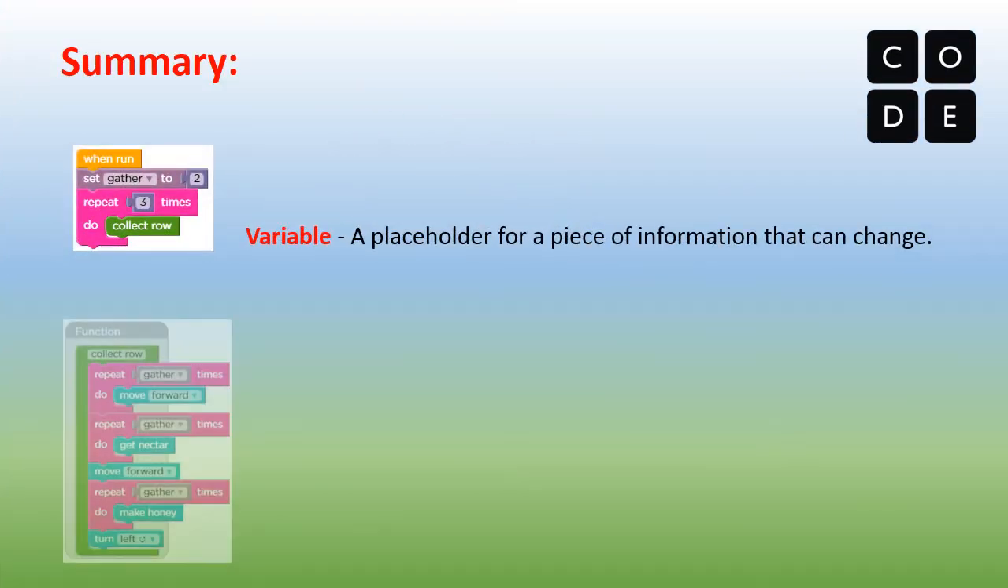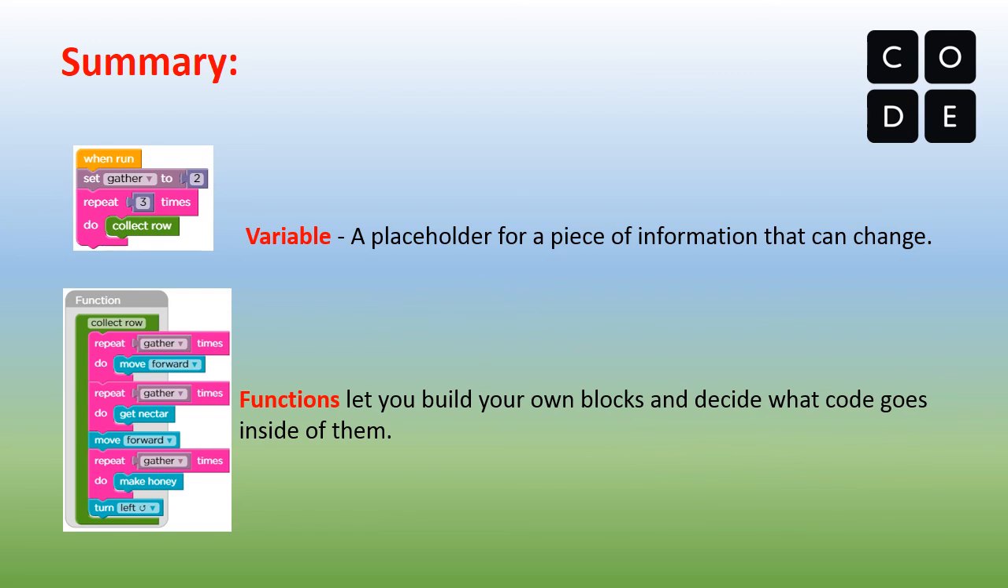Okay, let's summarize what we took so far in this lesson. We spoke about the variable. What is a variable? Variable is a placeholder for a piece of information that can change. As we saw in our exercises earlier, and the set gather. Do you remember this was a variable and we put the input 2? These are very important. Once again, please memorize them.